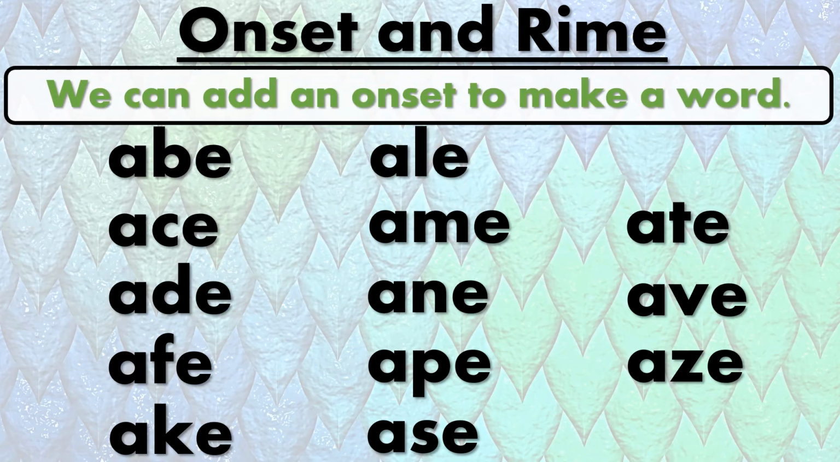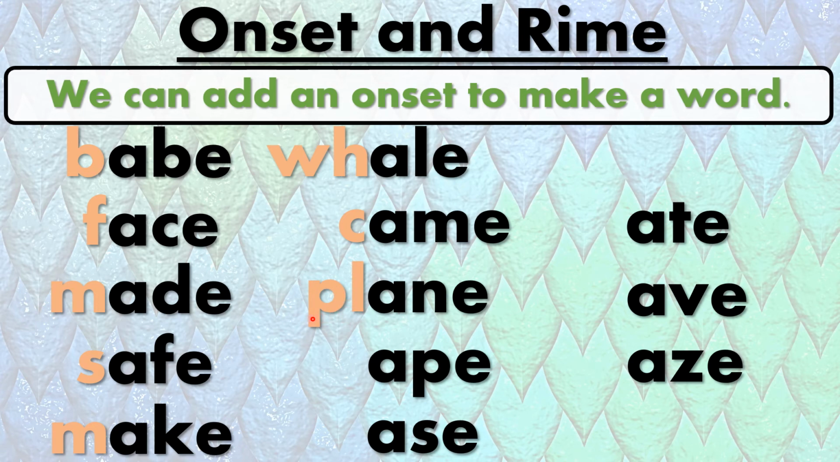We can add an onset to make a word. B, abe, babe. F, ace, face. M, aid, maid. S, afe, safe. B, ache, bake. W, ale, whale. K, ain, cane.